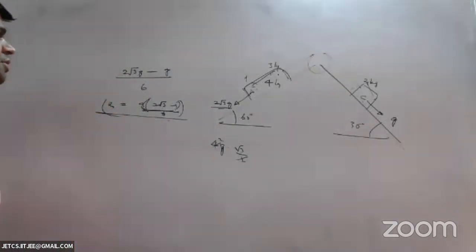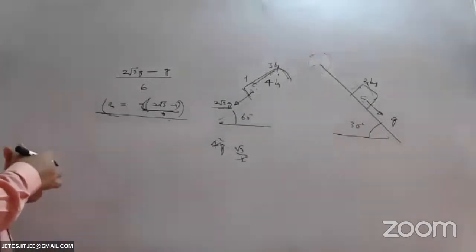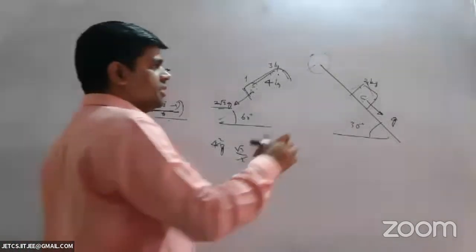Yes, that's right, Vignesh. 2 root 3 is right. Okay. So how do I find the tension in the string now? This tension is what I have to find out.